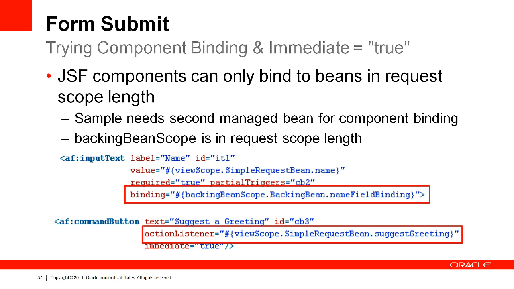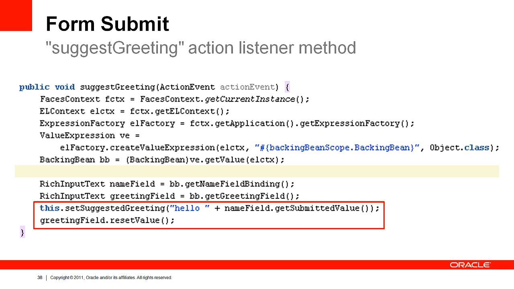For this, the method that we use in the suggest greeting action is to use an expression language lookup to the backing bean scope bean that holds the component reference. If you read the code, it's plain Java Server Faces code, so we just go from the Faces context, get access to the expression language context, then look up the backing bean in the backing bean scope, which gives us a reference to the backing bean class. And then on this backing bean class, we can call get value on the value expression that we create, and this then gives us the instance of the backing bean.